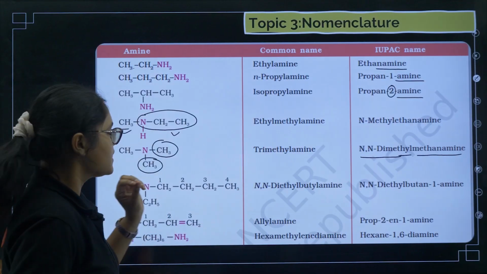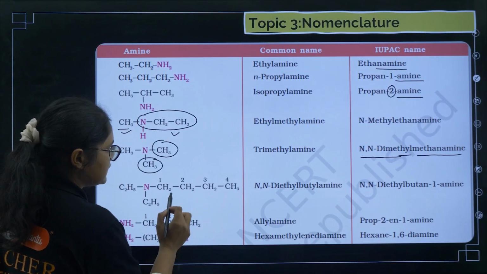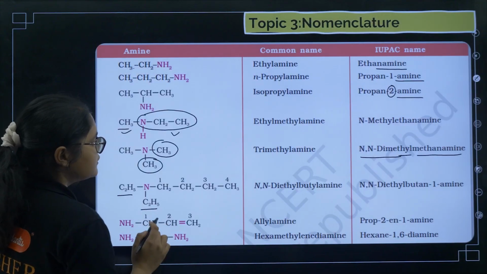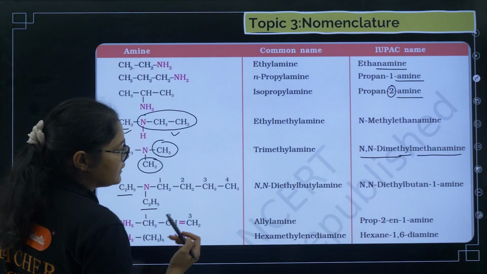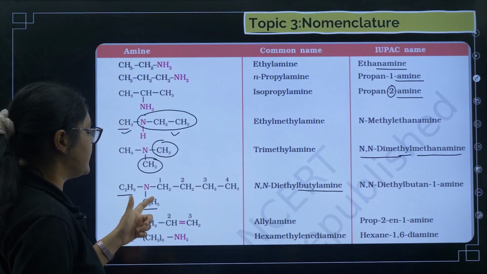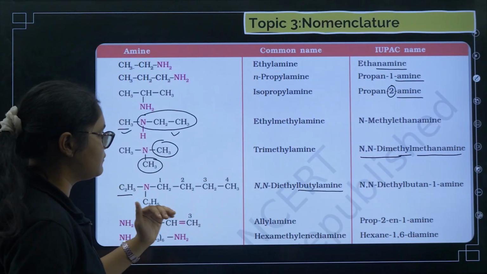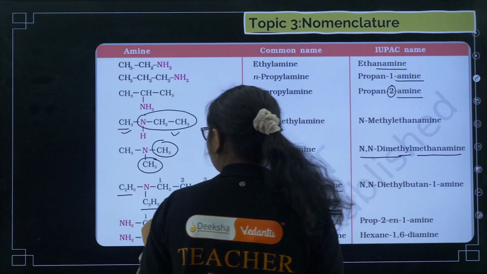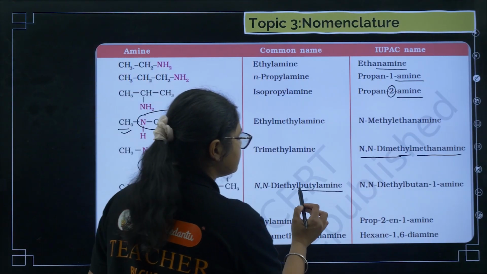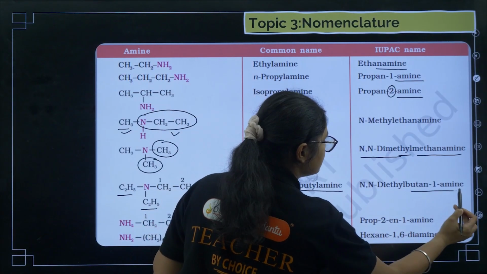Trimethyl amine. Next we have here, you can see one side it is butane, and the 2 other sides are ethyl groups. So you can write N,N-diethyl butyl amine. N,N-diethyl butyl amine. And what is the IUPAC name here? N,N-diethyl butanamine. So here it is butyl amine and here it is butanamine.